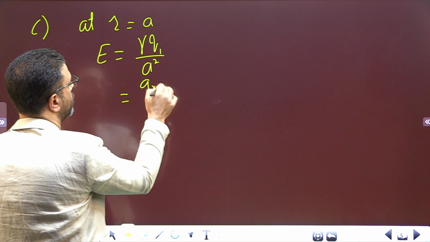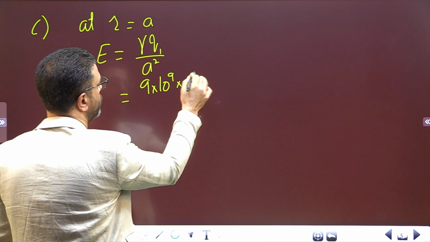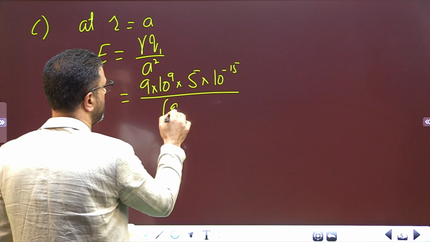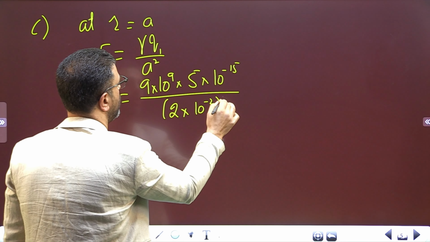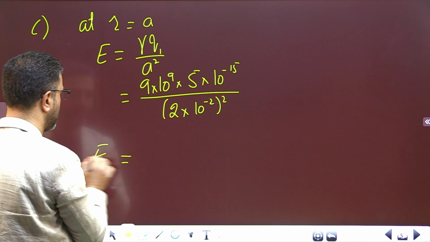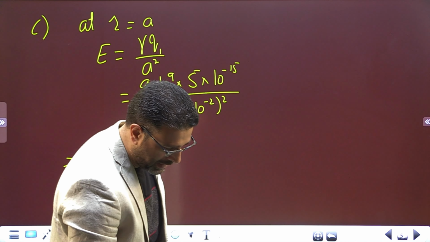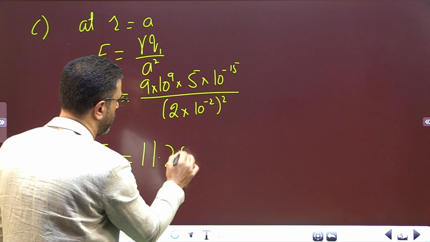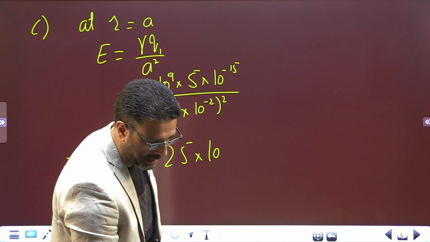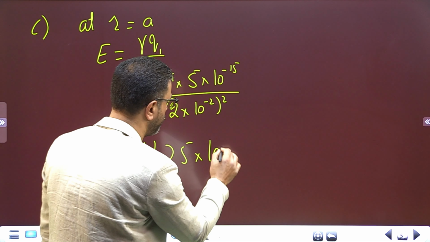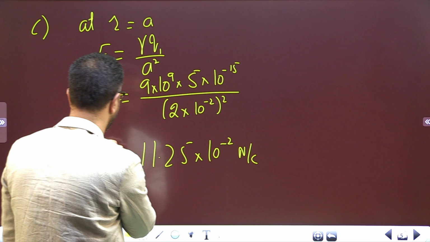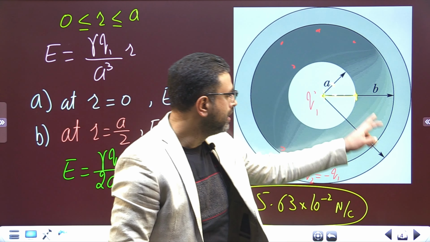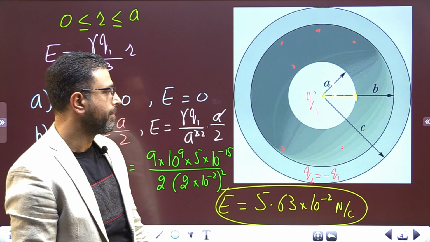Gamma is 9 into 10 to the power 9. Q1 is 5 femtocoulomb, so 5 into 10 to the power minus 15 coulomb. A is 2 centimeters, so 2 into 10 to the power minus 2, squared. You just have to work this out. I have already done that. The field comes out to be 11.25 into 10 to the power minus 2 Newton per coulomb. So this is the field on the surface of the sphere.